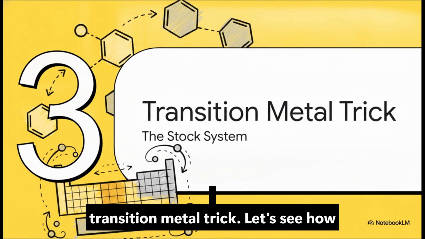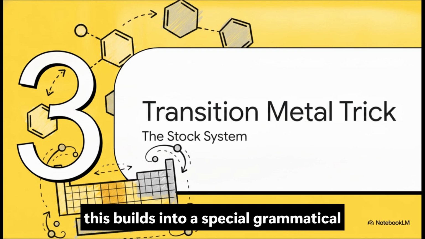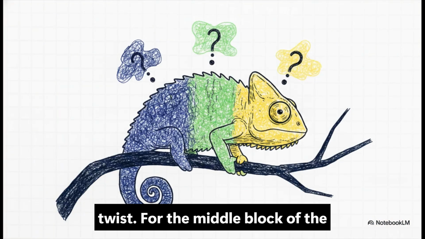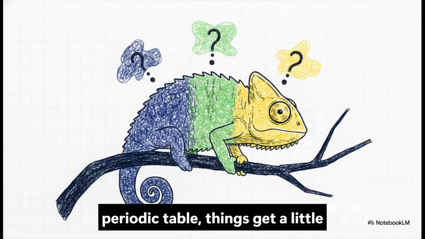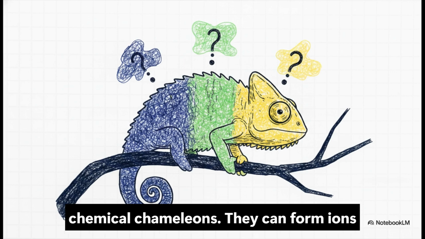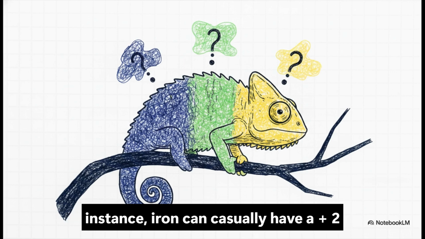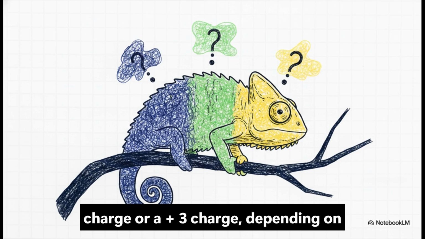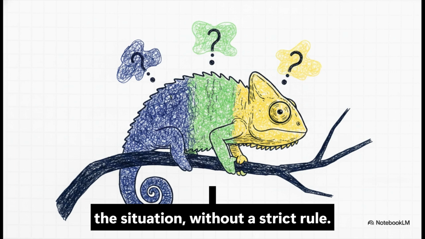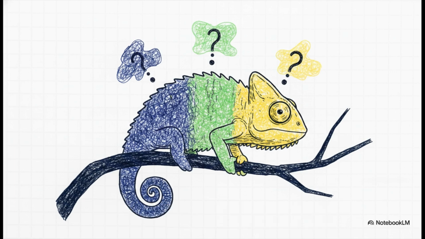Let's see how this builds into a special grammatical twist. For the middle block of the periodic table, things get a little tricky. Transition metals are basically chemical chameleons. They can form ions with entirely different charges. For instance, iron can casually have a +2 charge or a +3 charge depending on the situation. Without a strict rule, this would cause massive confusion. I mean, if we just said iron chloride, a chemist wouldn't know which version of iron we were talking about.